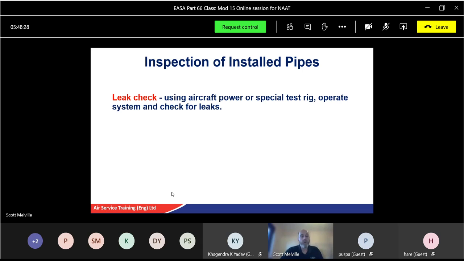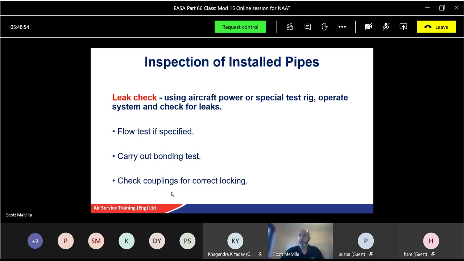You might have to put a pressure rig on. You might want a pressurized system if that's just starting an engine. Most of the time you're using an engine, but just in case, you might have to use a pressure rig. Flow test if required. Again, that may involve starting the engine for leak checks as well as flow checks, especially the fuel flow, oil flow, and that sort of thing. And again, carry out a bonding test and ensure you check your couplings are correct and locked properly as well. Okay, so you're looking at tab washers, wire locking, and all the appropriate ones as you see fit.